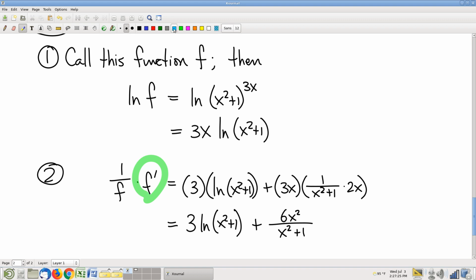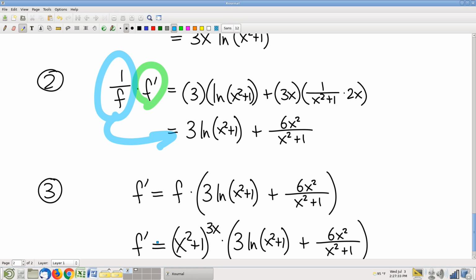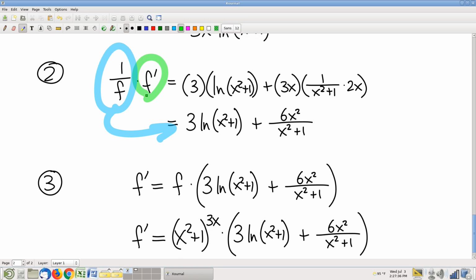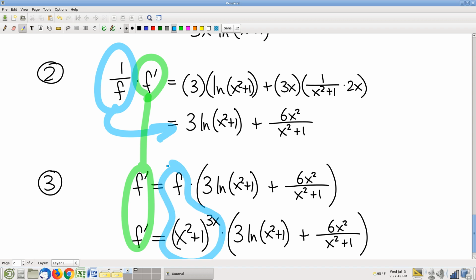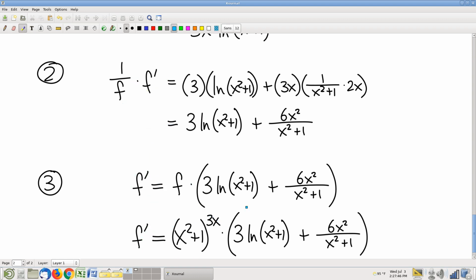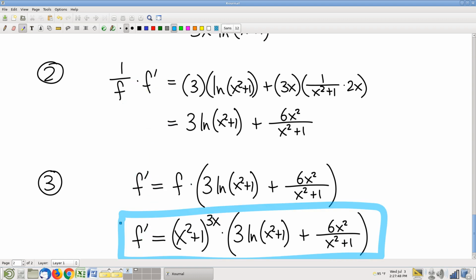All you have to do is take this 1 over f, cross multiply it over to the other side, thus giving you f prime. Here's that f that we've cross multiplied over to the other side, and f prime is this. That's all there is to it.